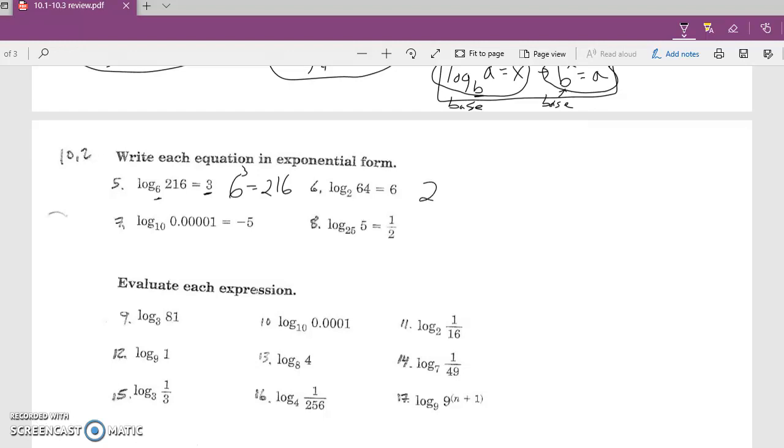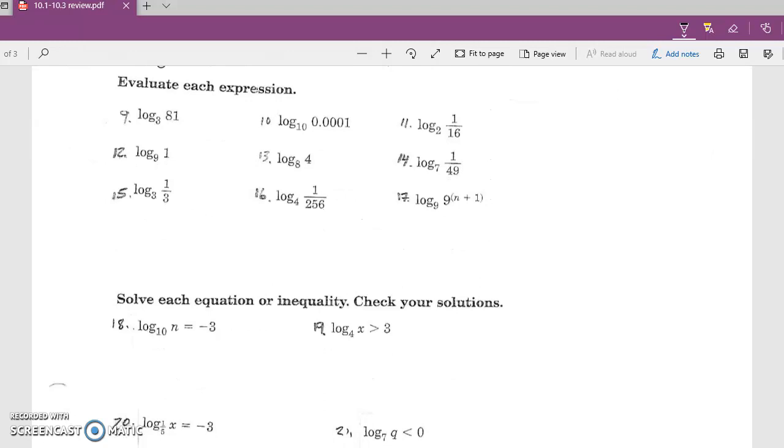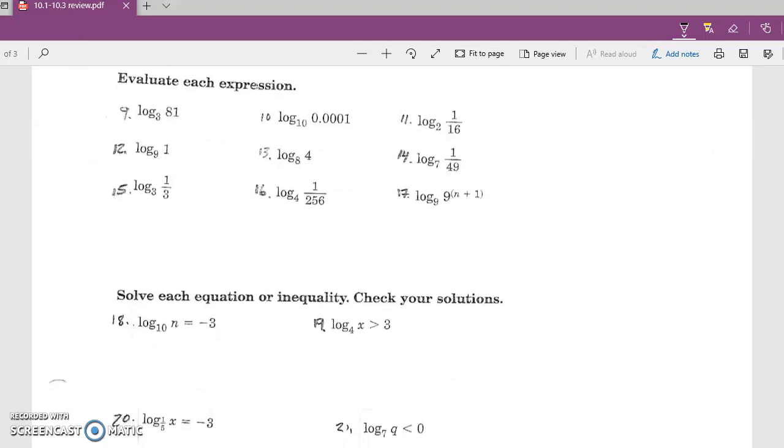Number 6 would be 2 to the 6th equals 64. The base is the base. This one, 10 to the -5th equals 0.00001. The last one would be 25 to the 1/2 power is equal to 5. Again, your base is your base, and the other two guys switch sides. And we know just from our exponent knowledge that all of those are very true. Okay? So that leads us into this section, evaluating each expression.